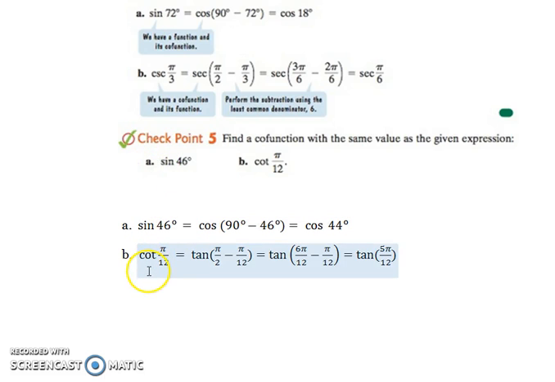So cotangent is 90 degrees off the tangent, or in this case, since it's pi over 12, we have to use pi over 2. So tangent of pi over 2 minus the pi over 12. Again, get your common denominator. So the tangent of 5 pi over 12 is going to be the same as the cotangent of pi over 12.